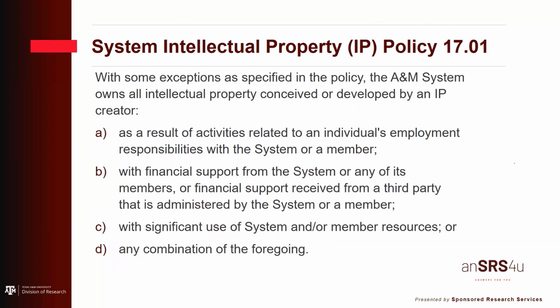So now, like I said, this was a brief overview and background, and I'm sure people have questions, but we're going to turn to the system intellectual property policy. Basically, A&M policy says that the A&M system owns intellectual property conceived and developed by an IP creator, so it applies to patents and copyrights, as a result of activities related to the individual's employment responsibilities with the system or member, with financial support from the system or its members, or financial support received from a third party then administered by the system or member. That last part relates to sponsored research, grants, and so on.